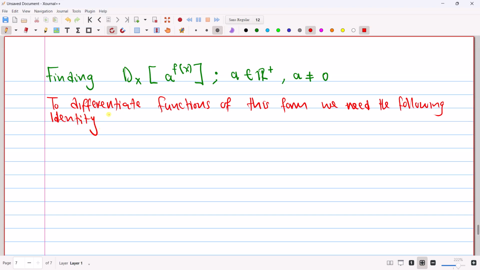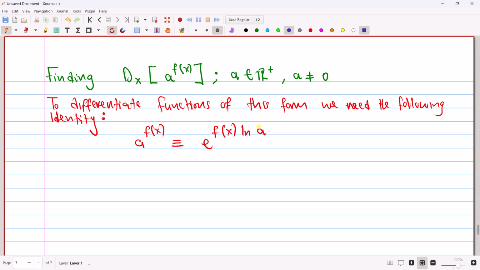There's an identity that we need to know every time you want to differentiate functions of this form. The identity goes as follows. It says that a to the power f of x is identical to e to the power f of x ln of a. So every time you want to differentiate any exponent, you first have to convert it to base e. The only way you can convert from base a to base e is by making use of this identity.